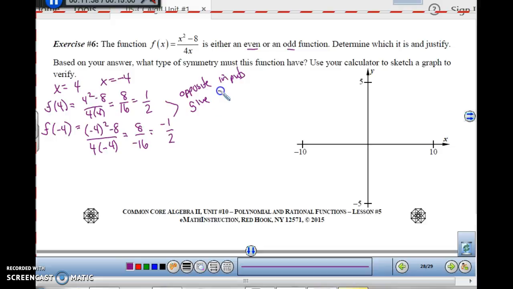So we get opposite inputs give opposite outputs. So positive 4 gave me 1/2, but negative 4 gave me negative 1/2. These are opposite outputs. So that tells me that this is going to be an odd function. Okay, so that tells me it is going to be symmetric about the origin. It's going to reflect through the origin.